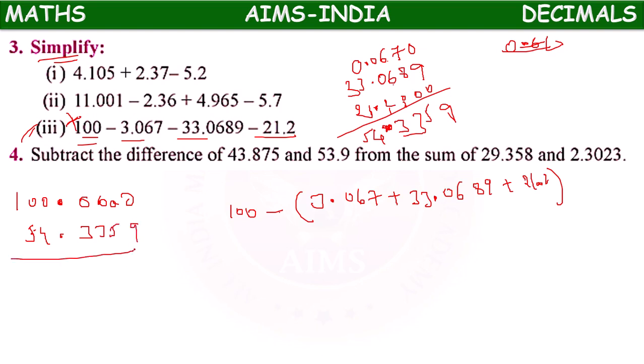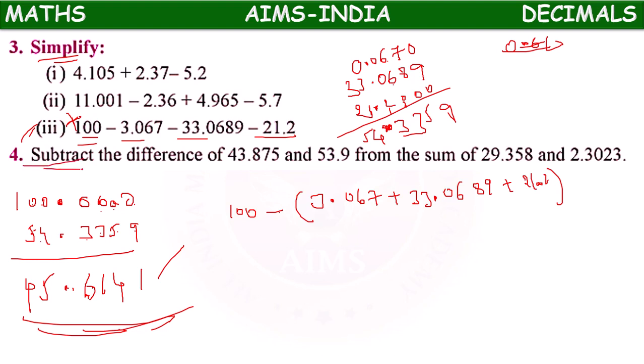54.3359. From 10, 9 goes means 1. Here 9 will be there. 9 minus 5, 4. Here 9 will be there. 9 minus 3, 6. Here 9 will be there. 9 minus 3, 6. Point. Here 9 will be there. 9 minus 4, 5. Here 9 will be there. 9 minus 4, 5, 4. So 45.6641. Like that we can simplify.